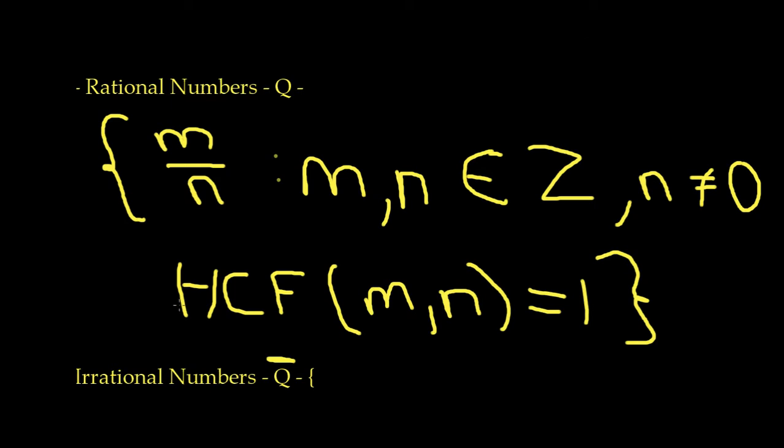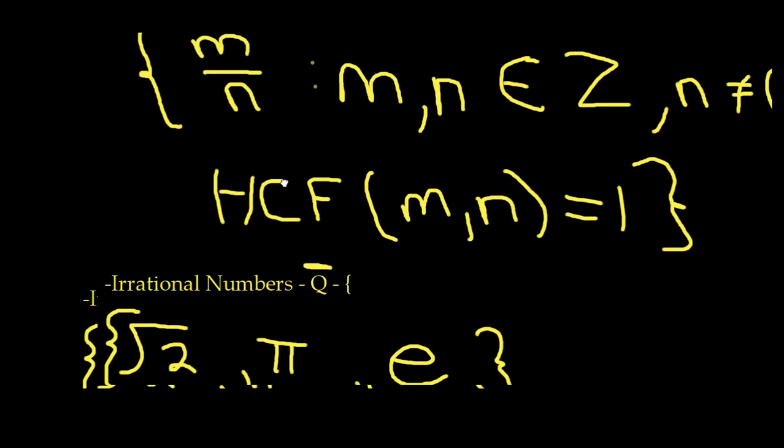And the highest common factor between m and n is 1. The reason why we have the highest common factor is because if we had a number like 9 over 18, that could be simplified. The highest common factor is not 1. So a rational number would be like 3 over 4, 5 over 9, and so on.